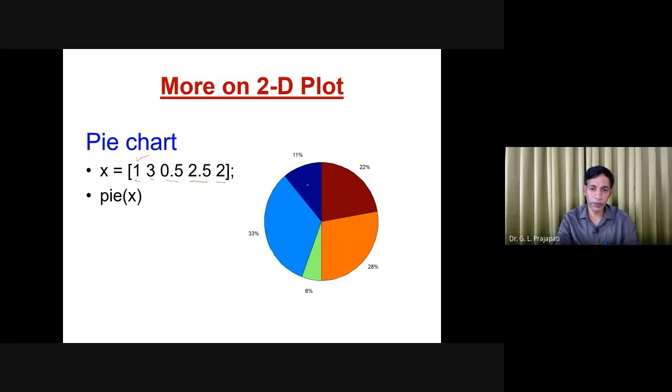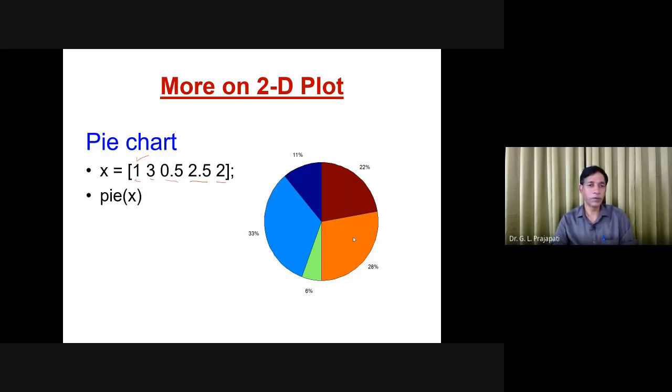And you know that the pie chart is generally shown in the form of a circle, and a bigger value is shown with the help of a bigger area. Like this is the bigger area. And you have 0.5, this is the smallest one. So this is for the 0.5, and then the 1 is something like blue, next is the 2, then 2.5 is this. So this is the pie chart.